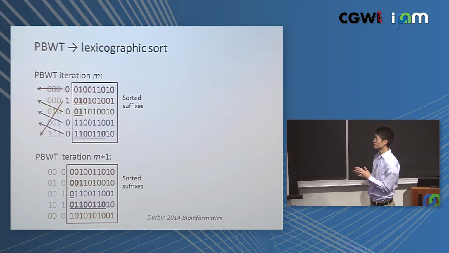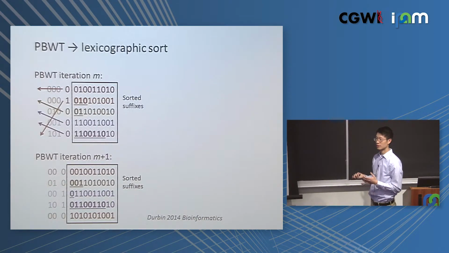So the positional Burrows-Wheeler transform sort of works from right to left, and at each position it gives you a sort order of all of the sequences that you have in your data set. So at iteration m, in this top figure, I've shown you that the positional Burrows-Wheeler transform has, by definition, sorted all of the sequences starting from position n and moving forward. So these are all sorted.